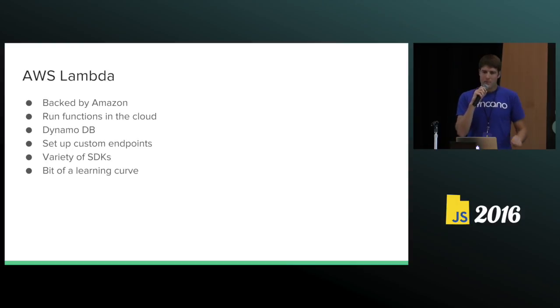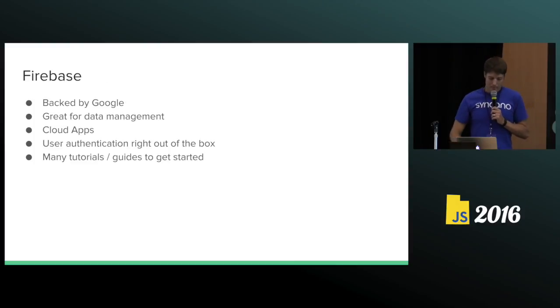But one of the things that people don't like about Lambda is that there's a bit of a learning curve to it. I mean, there's a lot of different things that you can do with Lambda, and there's a lot of customization. But because of that, sometimes it's a little difficult to get started doing more simple things.